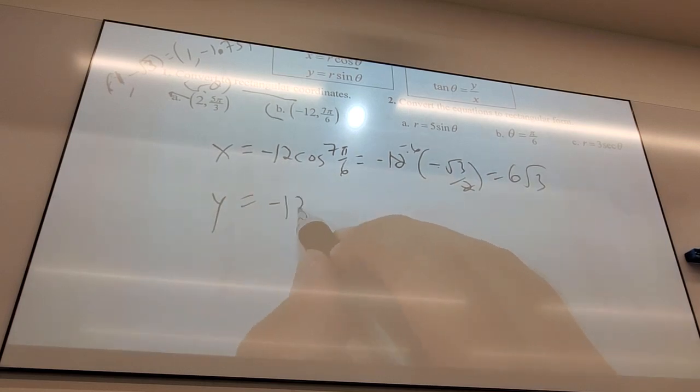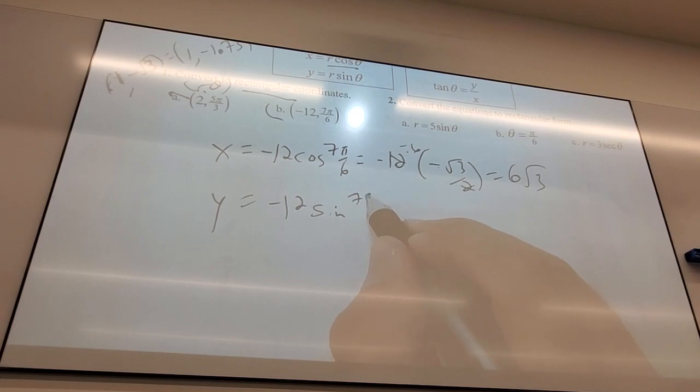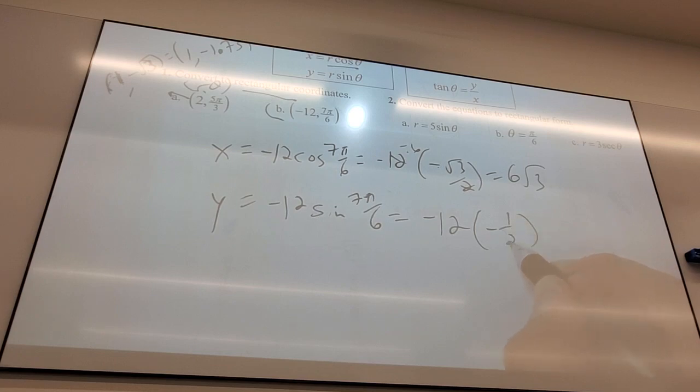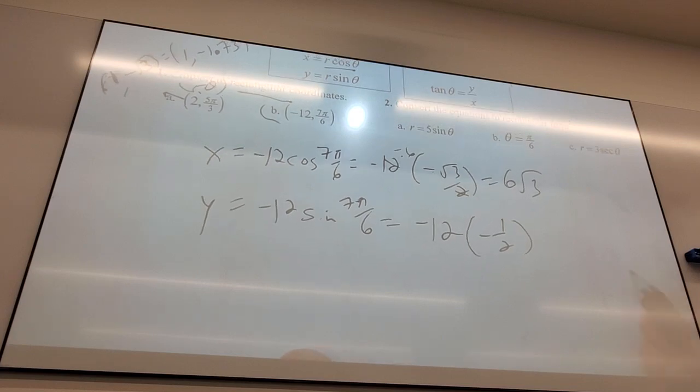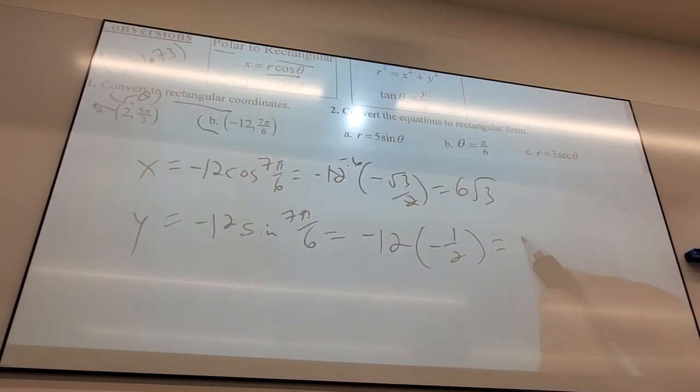Now y: negative 12 sine of 7 pi over 6. So it'd be negative 12 times negative. The beautiful thing is if cosine's root 3 over 2, sine's got to be 1/2, right? And that'll become positive 6.